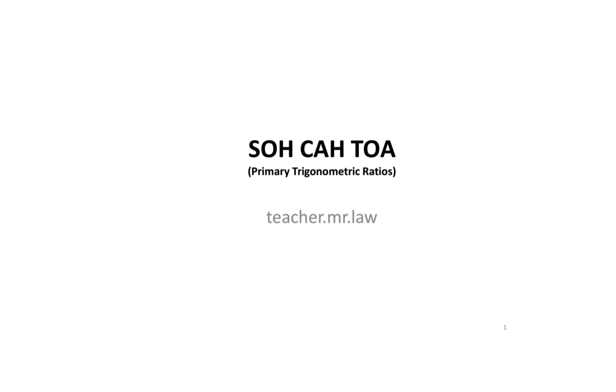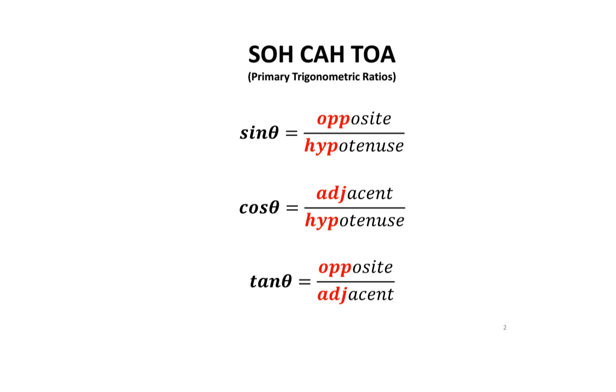In today's lesson, we'll be learning about SOH CAH TOA, also known as the primary trigonometric ratios. In a previous lesson, we learned that SOH CAH TOA is a mnemonic which helps us remember the primary trigonometric ratios. The SOH in SOH helps us remember this ratio, while the CAH in CAH helps us remember this ratio, and the TOA in TOA helps us remember this ratio.